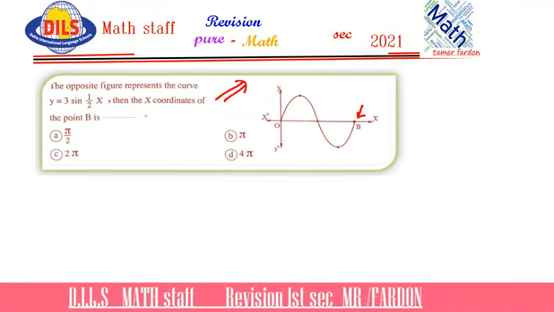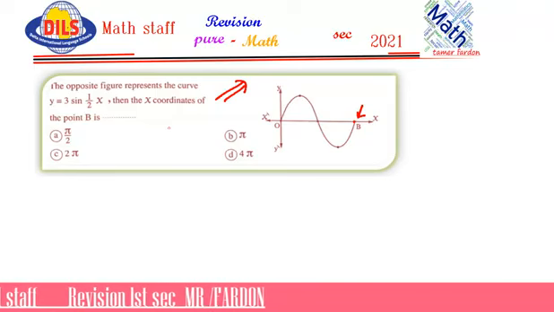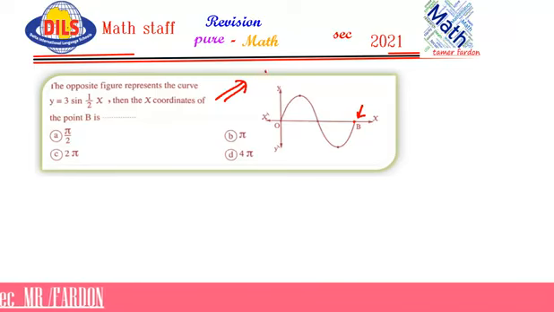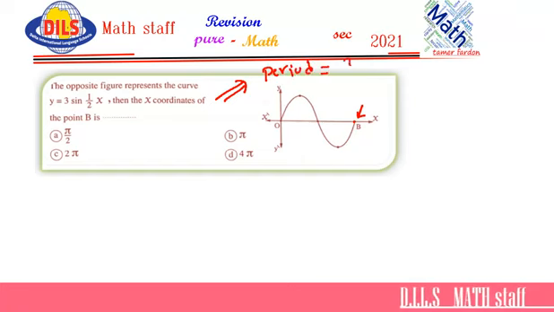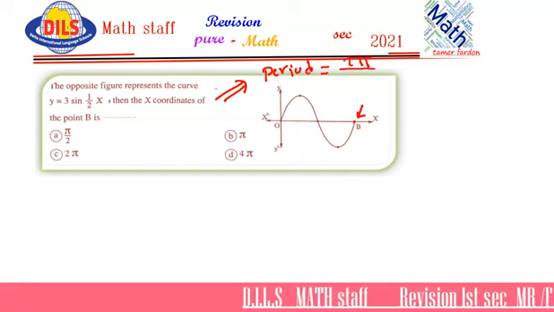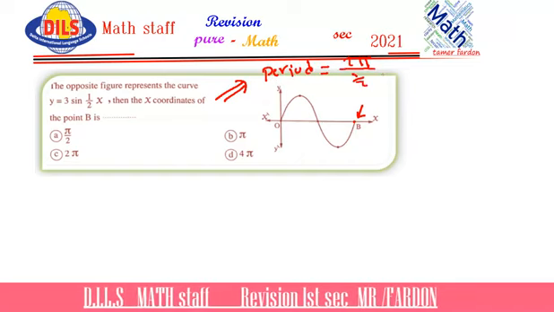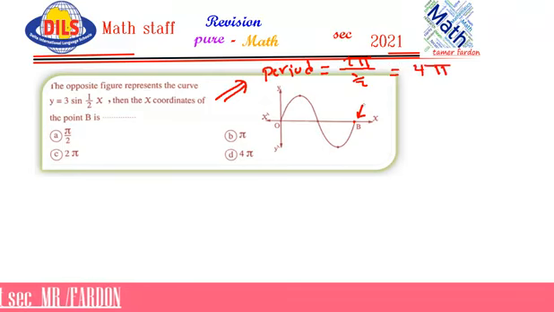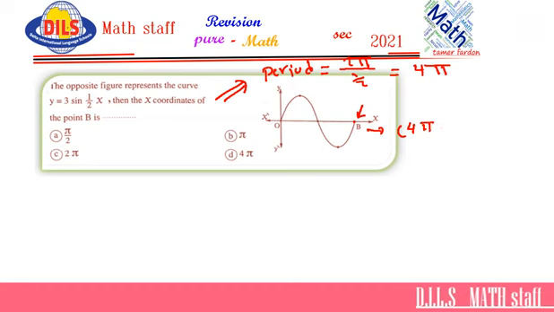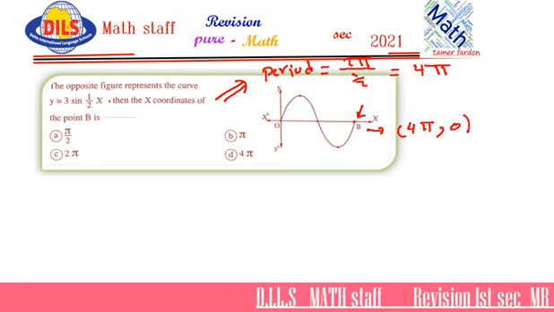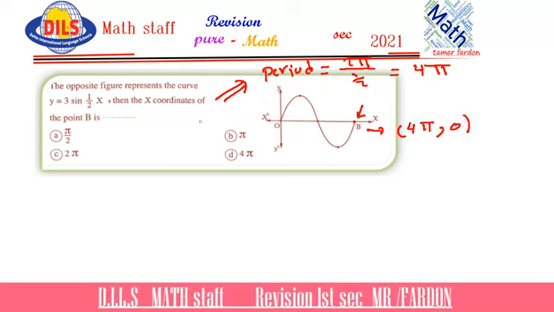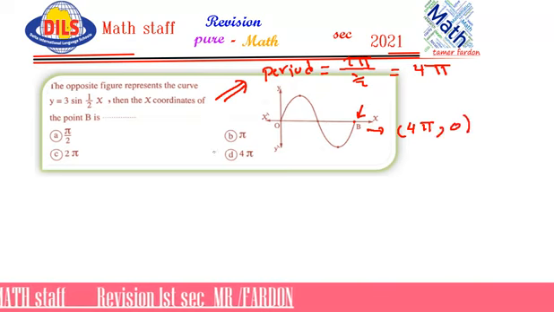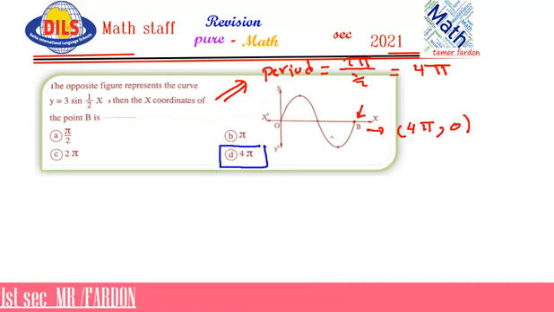To find the period of the function, we know that the period equals 2 pi over half. This equals 4 pi. So B is 4 pi and 0. So the x coordinate of the point B is 4 pi.